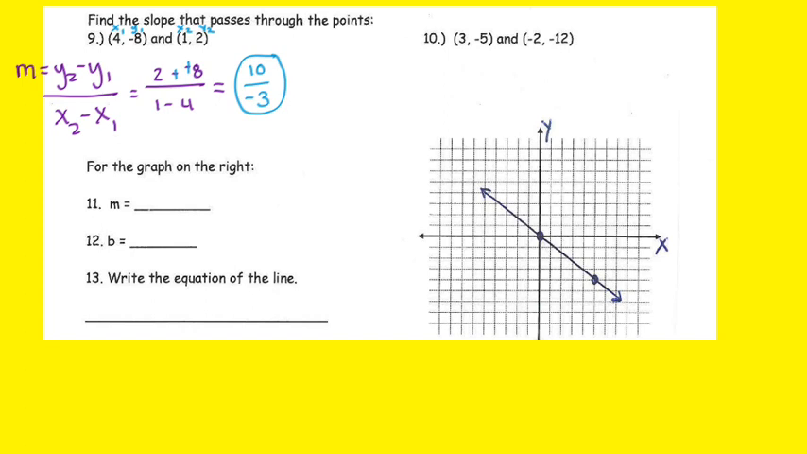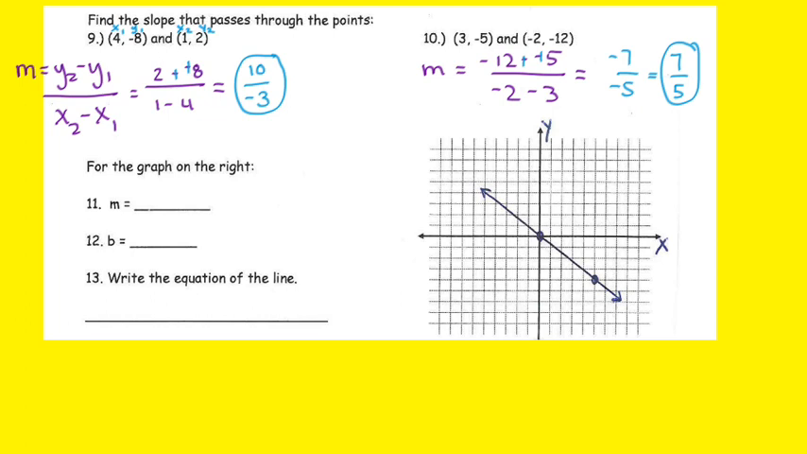If I chose to label the points oppositely, having the first point be the second point and the second point be the first point, then my slope would have been negative 10 over positive 3. But still, it's a negative 10/3 slope. Number 10, I solve and I get negative 5, which means it's a positive 7 over 5 because a negative divided by a negative is positive.